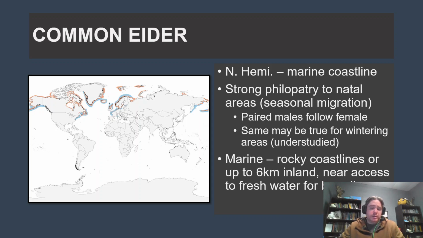It is believed that they probably do the same thing for their wintering areas, right? So these individuals may also show a strong preference to go back to the same overwintering areas every year. But again, this is understudied. Their habitat is marine. They like rocky coastlines or areas up to 6 kilometers inland, as long as they have access to fresh water during breeding season for brooding purposes.